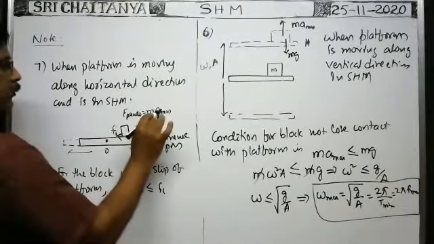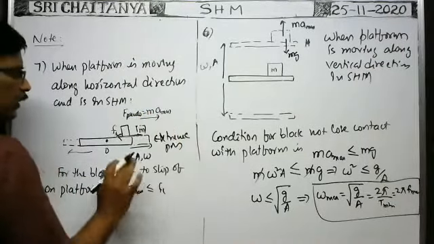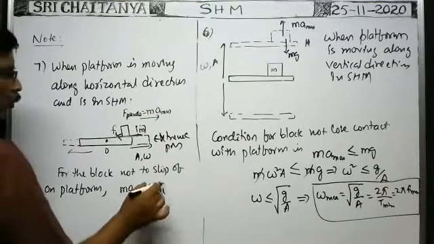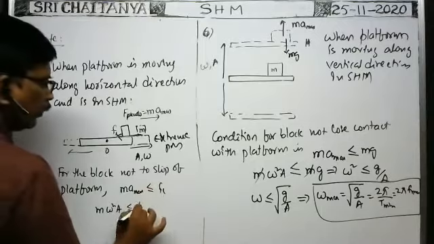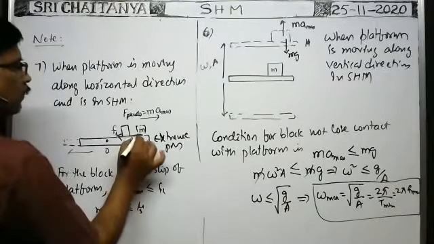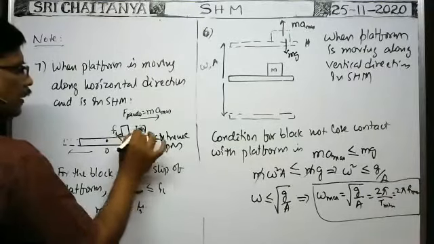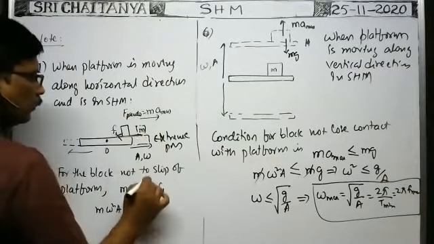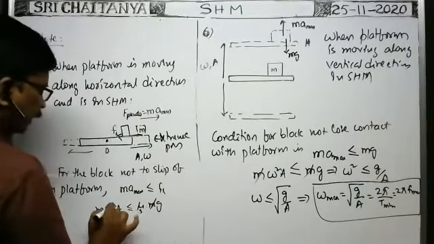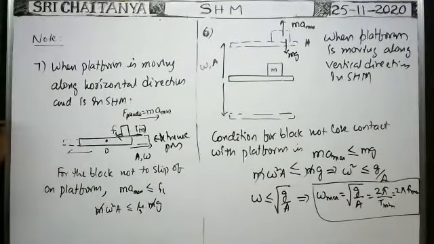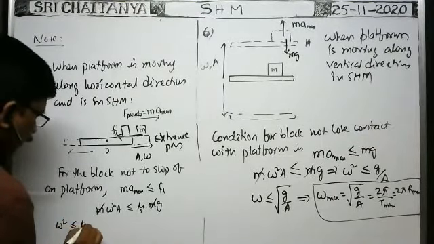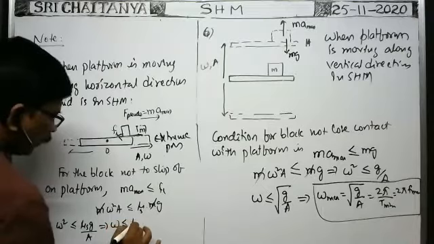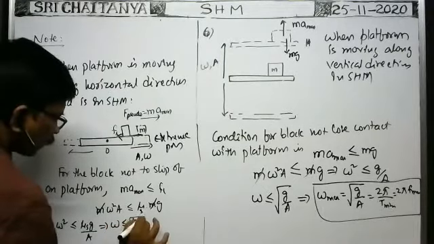That means if this force is less than the limiting friction, then it will not slide, will not slip off. Okay, so m A max is less than or equal to FL. m into A max, that is m omega square A, is less than or equal to FL, that is mu s, the coefficient of static friction, into the normal reaction on the block. As the block is on the horizontal surface, the normal reaction is equal to mg only, no? So mg, here m cancels. Therefore from this formula, omega square is less than or equal to mu s g by A, which implies omega is less than or equal to the square root of mu s g by A.